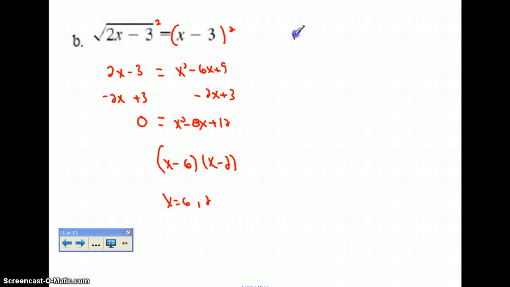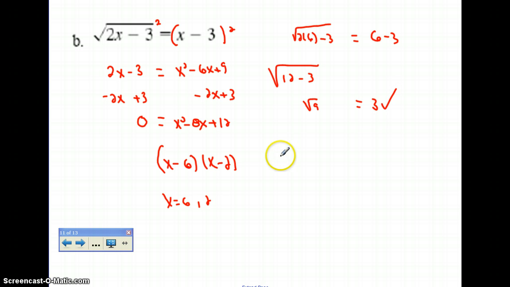So let's check both of them, to see if any of them are extraneous or not, because that's what we always do. We always want to check to see if things work out the way that they're supposed to. So I have 6 minus 3, plugging 6 in place of x for both of these. And I have the square root of 12 minus 3, which is the square root of 9, which equals 3. So that checks out.